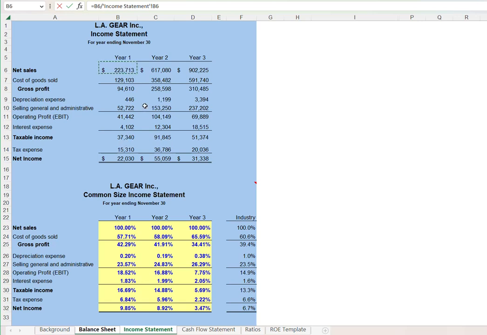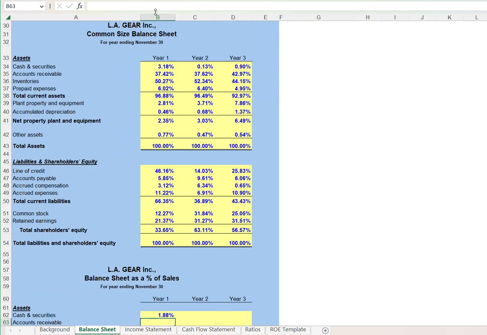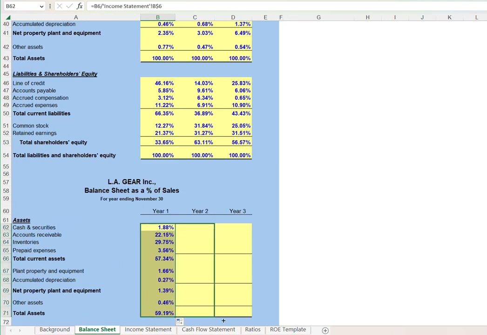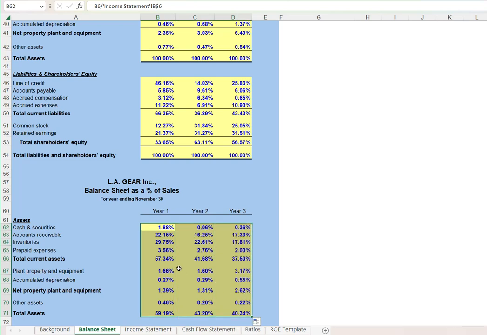There we have it, the 223,000. And again, I'm always going to want to come back to that row, so I'm going to anchor that with a dollar sign. And I've got a formula that I can copy down as well as across. And of course, I can go back in and reinsert my formatting if I'm so inclined to do so.